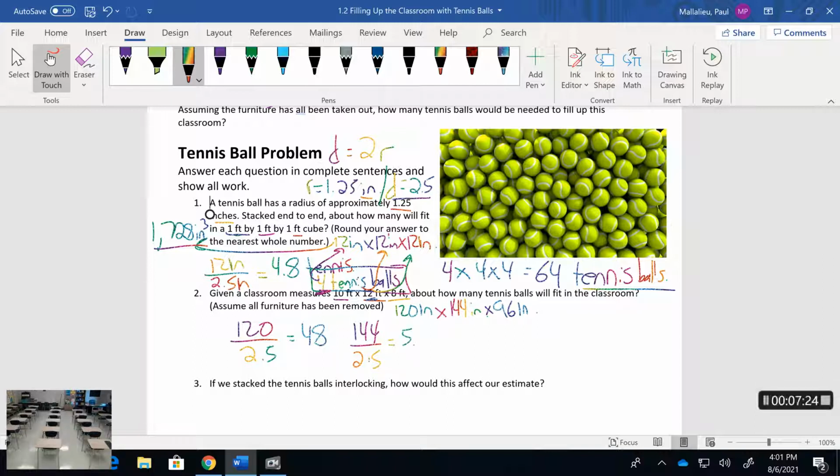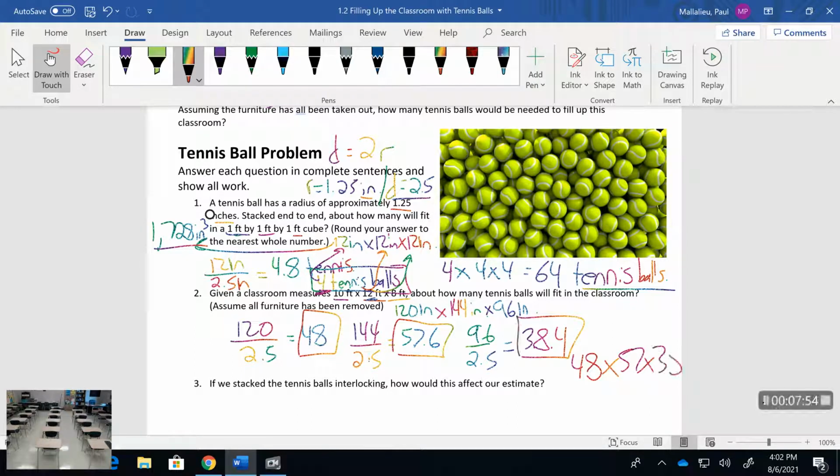So that's 57.6. And then when we're looking at the last part, the 8-foot segment, we take our 96 and divide it by 2.5, and that's going to give us 38.4 tennis balls. All right, so again, we can't have a partial tennis ball when we're trying to figure this out. So what we have here is 48 by 57, because we can't take the partial, and then 38. So 48 times 57 times 38.